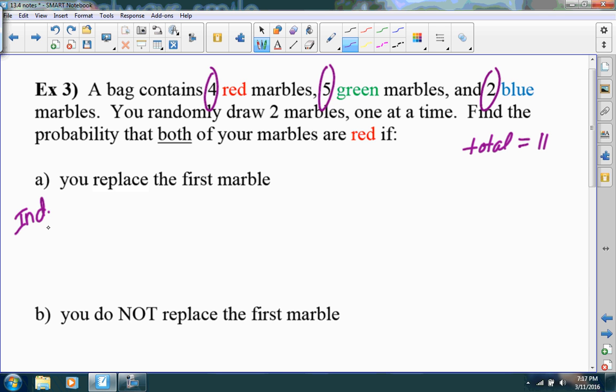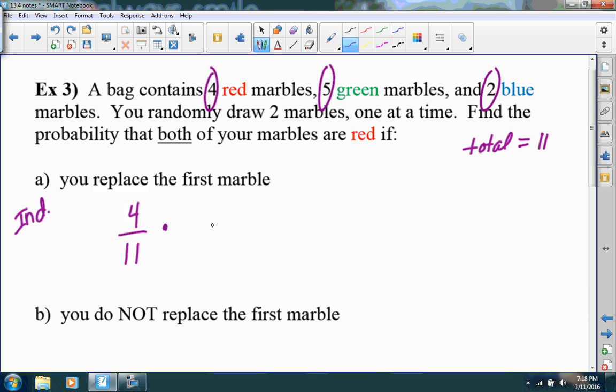Okay, so we're going to say that there are 4 red marbles out of the whole bag. So that's what we want. Remember, when we're dealing with probability here, we want our favorable. So it says find the probability that both of your marbles are red. So there's 4 out of the total, which is 11. So you reach in and you've got a 4 out of 11 chance of choosing a red marble. And whatever color you choose, doesn't matter, you put that marble back in the bag.